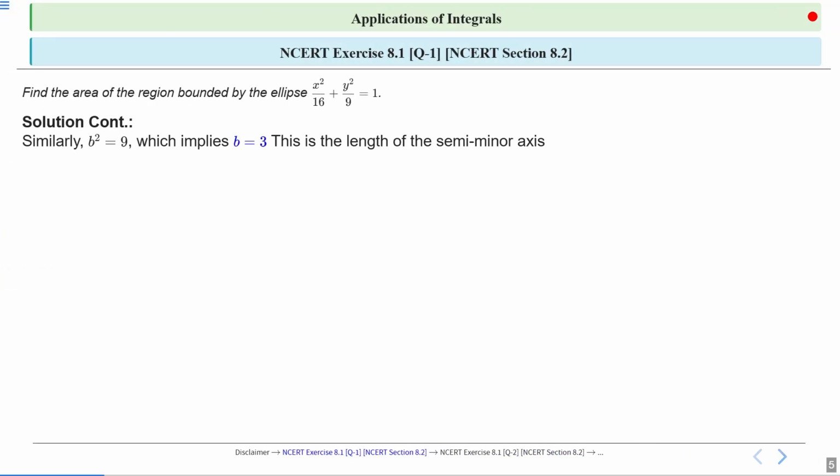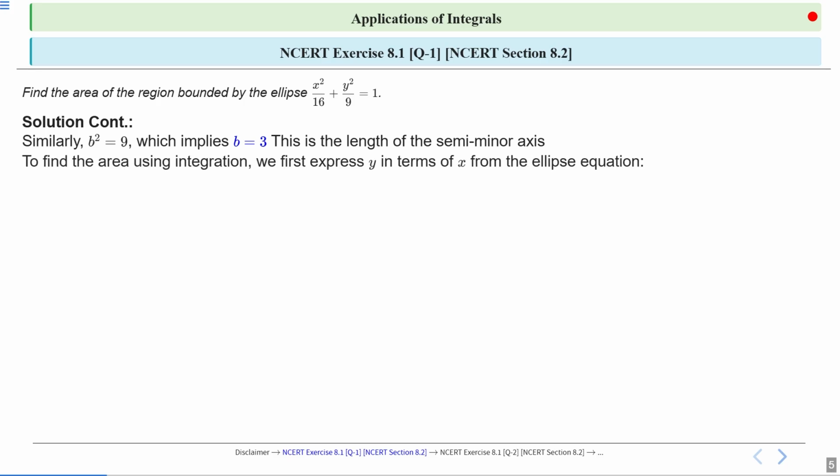Similarly, b square is equal to 9. So the length of b is equal to 3. That is the length of the semi-minor axis. So the co-vertices of the ellipse are 0, plus minus 3. So now we have a graph of the ellipse. So now we have to calculate the area bounded by this ellipse.